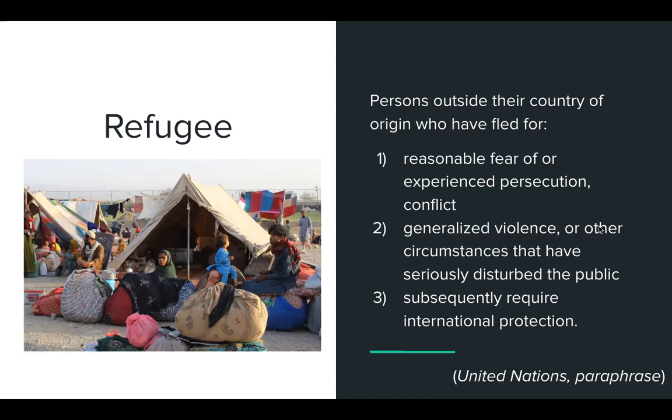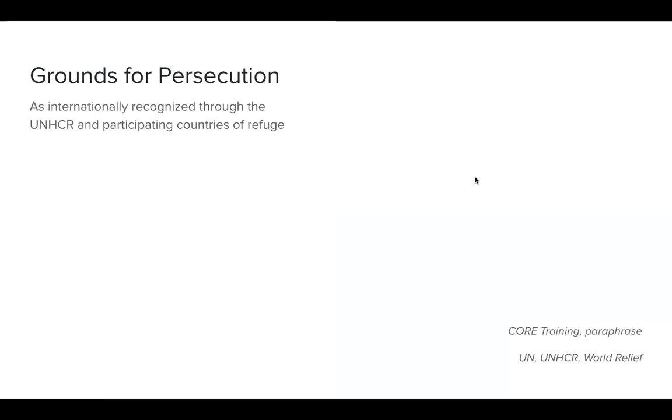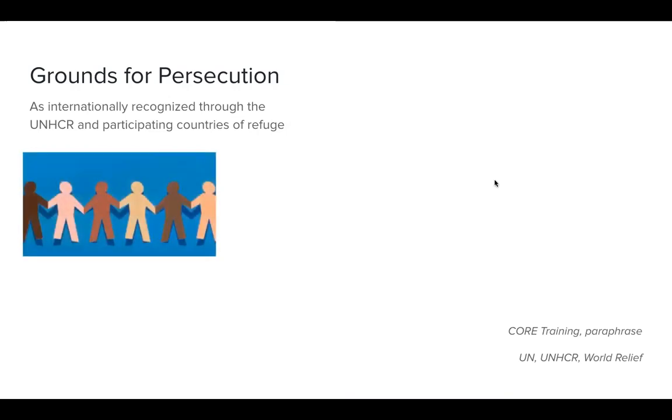Anyways, moving on. Generalized violence. The circumstances essentially have gotten so bad in their home country that they require international protection. A lot of times it's because their government can't or won't help or protect them. And there are 5 grounds of persecution that are legally recognized internationally, set by the United Nations and the UNHCR. It's mostly the UNHCR.